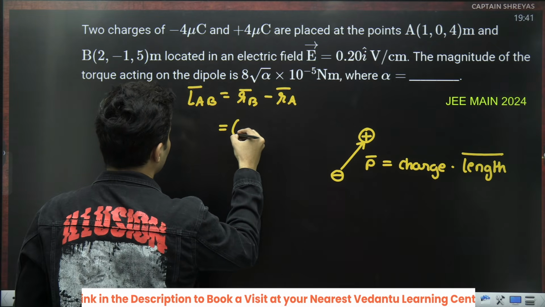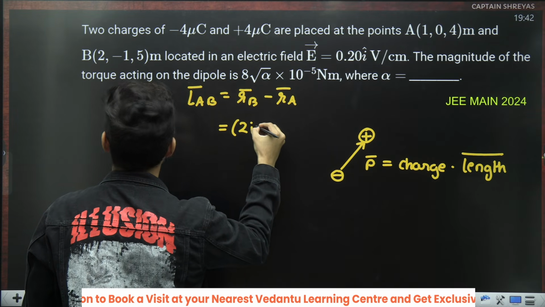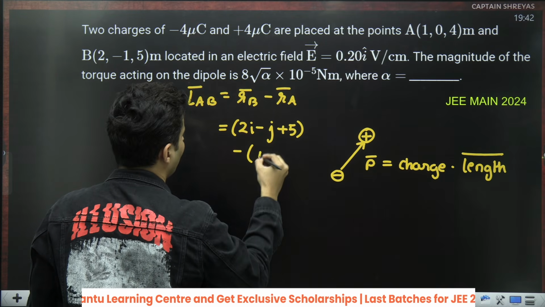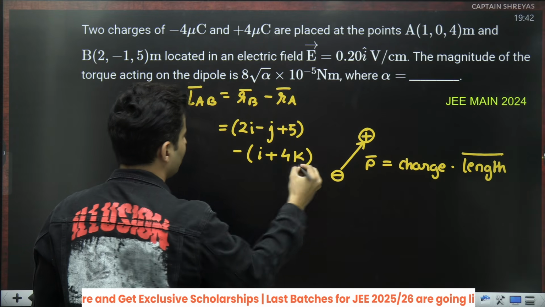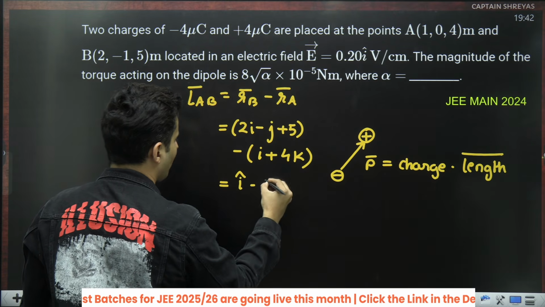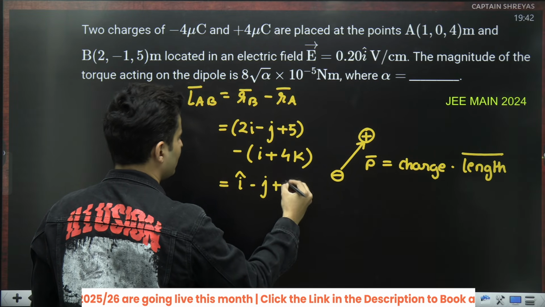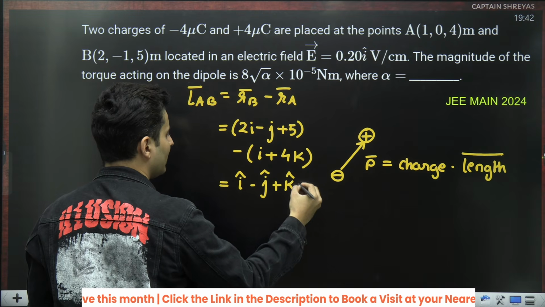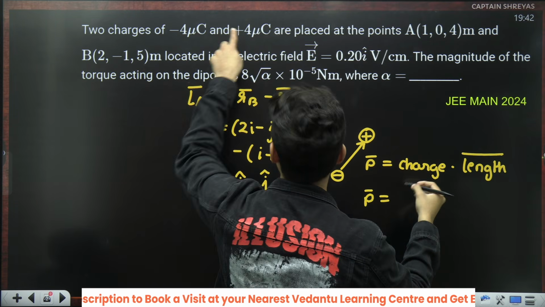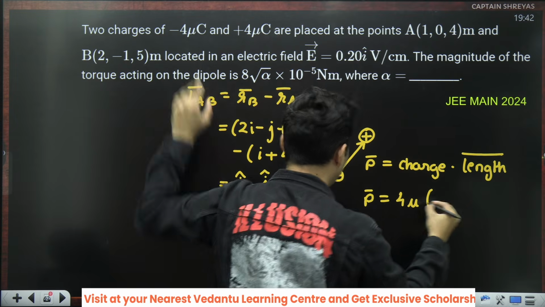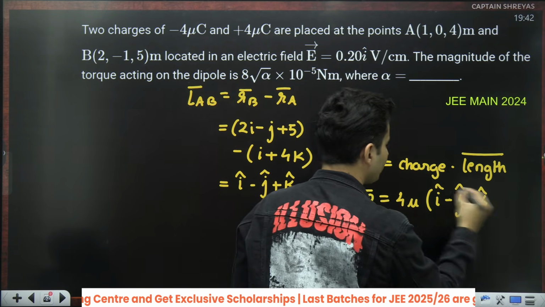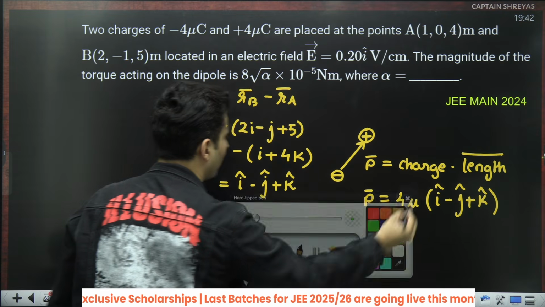So you just take these coordinates, which will be 2i minus j plus 5k minus A, which is i plus 4k. There is no j in that. So 2 minus 1 is 1, so i cap, minus j nothing. Okay, 5 minus 4 is just 1. So i cap minus j cap plus k cap is the length. So the dipole moment will be the charge. Take any one of the charges, which is 4 micro, multiplied by the length vector, which is i cap minus j cap plus k cap. Okay, perfect.